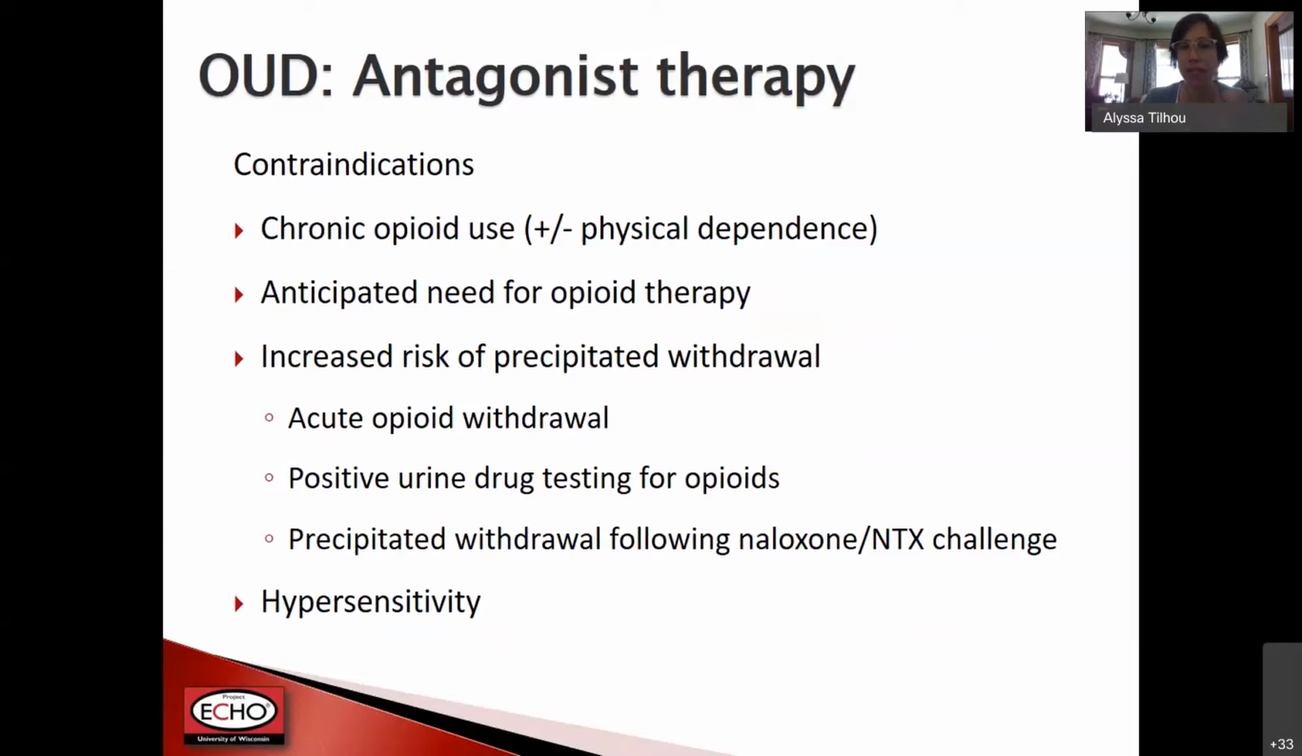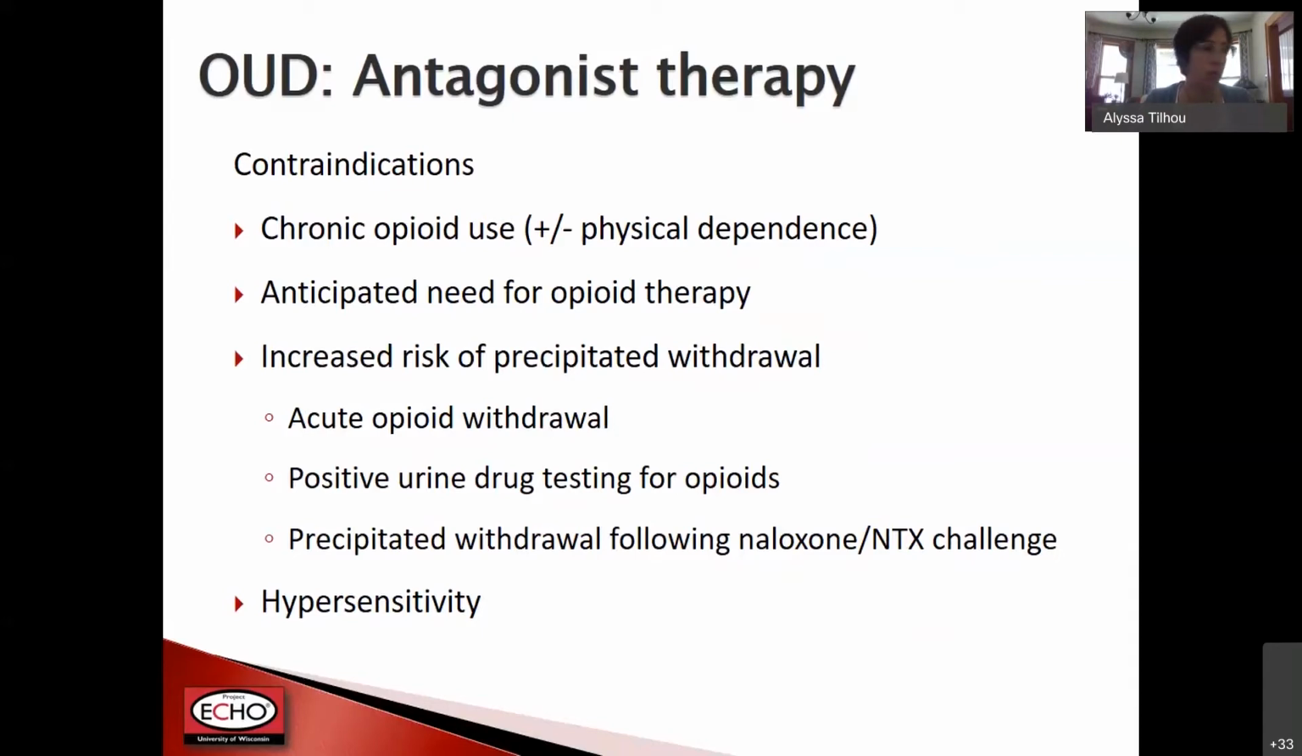Here are the key contraindications. So chronic opioid use with or without physical dependence, an anticipated need for opioid therapy, any situation in which there is increased risk of withdrawal, precipitated withdrawal, such as ongoing withdrawal, evidence of opioid in the system through urine testing, or if someone does a naloxone and naltrexone challenge and that precipitates withdrawal, then it is a contraindication to then go ahead and give the long-acting version.